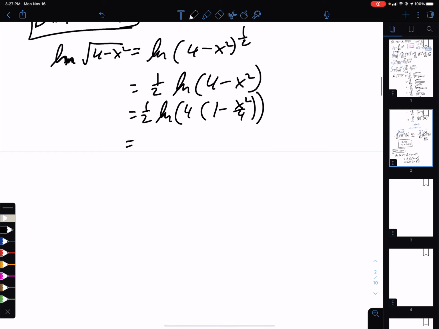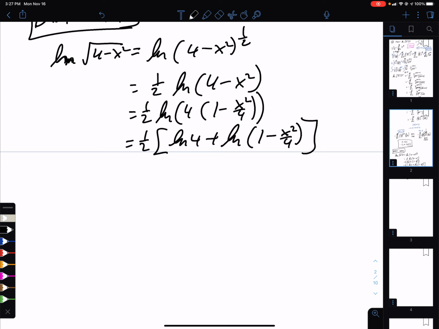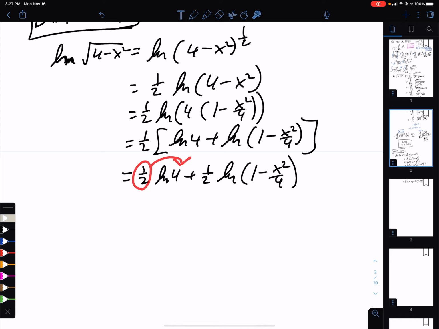Then we're going to break out more rules of logs. A log of two things being multiplied is the log of the first plus the log of the second. So we get that. Then we distribute the 1/2. We get that. Now, putting the power in front of the log, that moves up here, making it a square root, and the square root of 4 is 2.